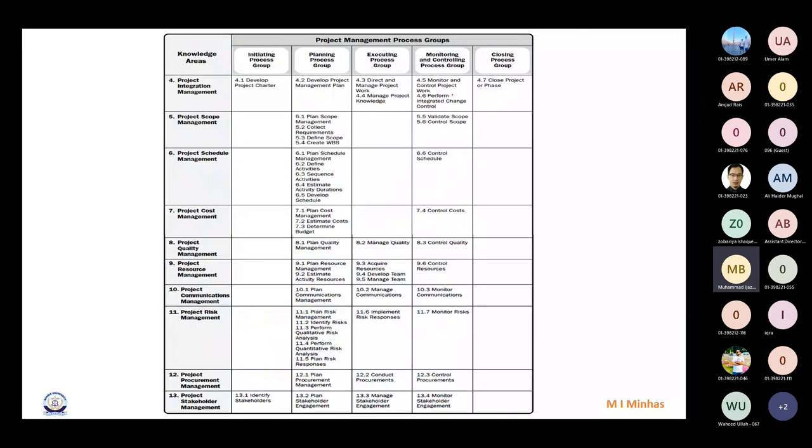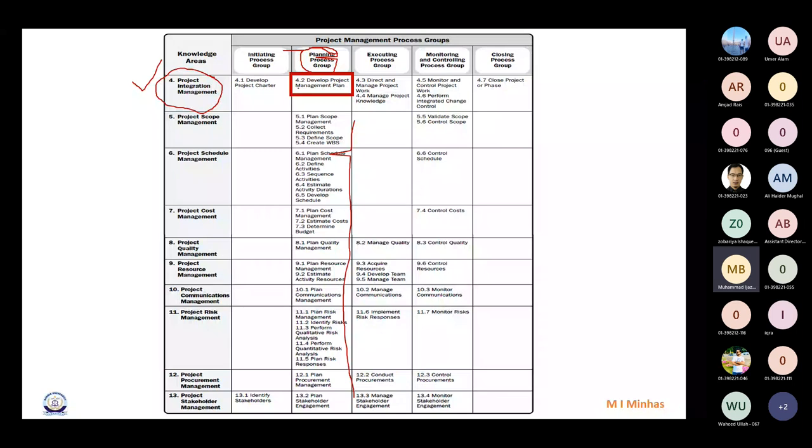So now I've added this table, I guess this was not there in the previous lecture. And if you remember, this is the planning process group, right? And the first process of the planning process group is develop project management plan. This is in the integration management knowledge area. I had told you that integration management is the project manager's knowledge area, right? It integrates everything, whatever is happening in all of the knowledge areas under it.